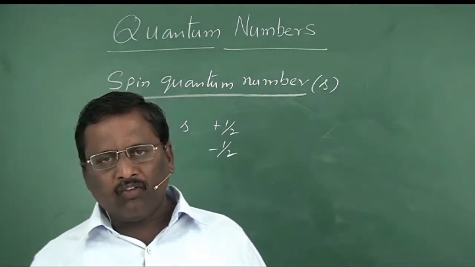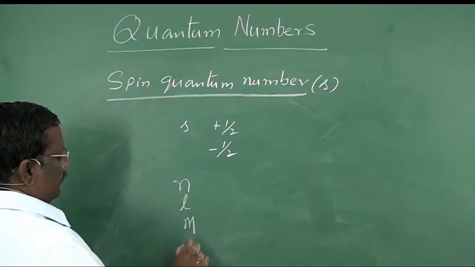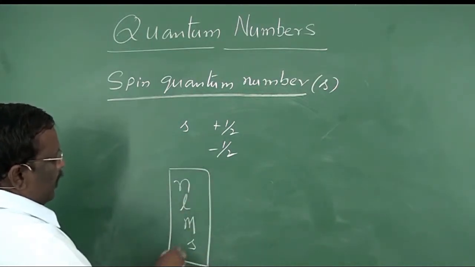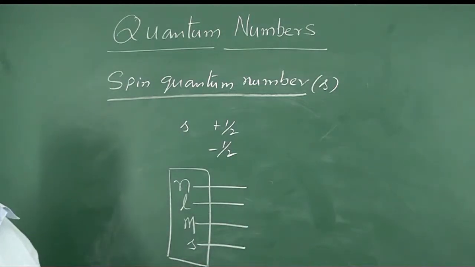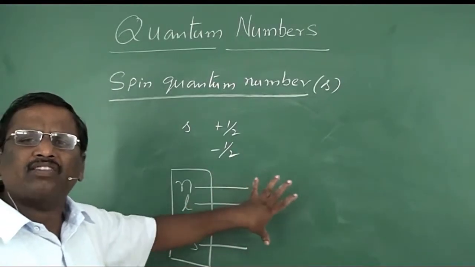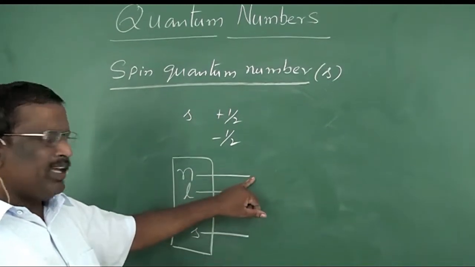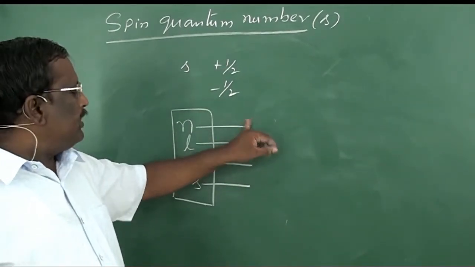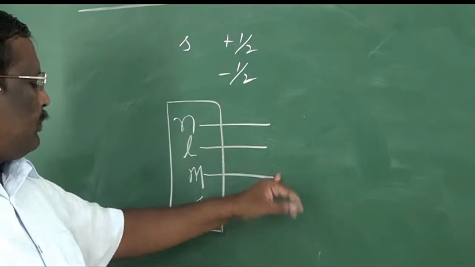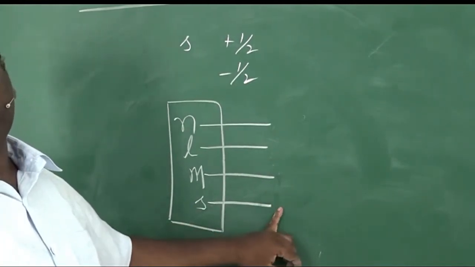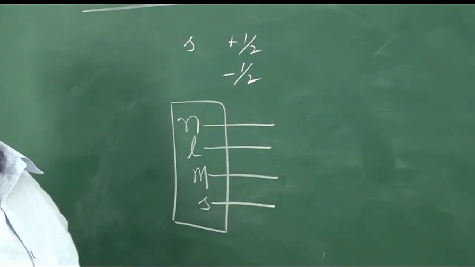So here we have four quantum numbers: N, L, M and S. So with the help of these quantum values, you can identify an electron in an atom. These four are the address tags for an electron. In which main energy level? In that main energy level, in which sub-energy level? In that sub-energy level, in which orbital? In that orbital, in which direction is that electron spinning? With the help of this, we can estimate the position of an electron in an atom.